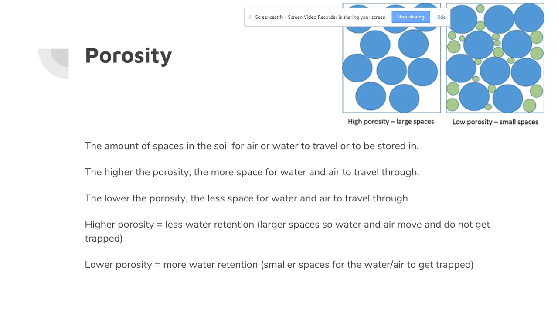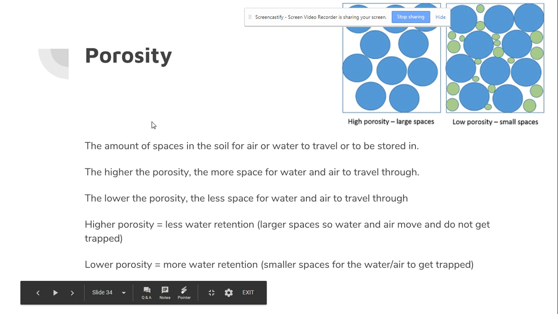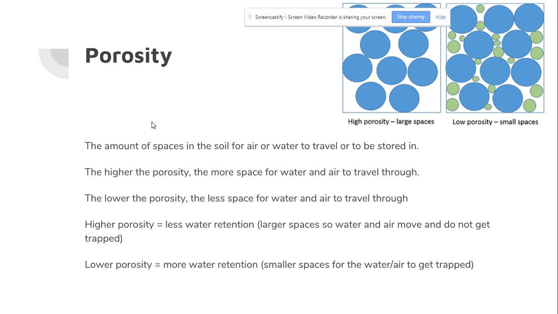All right, other science term, porosity. Porosity is just the definition for the holes I was talking about in the slide before. If you have a high porosity, you have large spaces. If you have a low porosity, you have small spaces. So, formal definition, the amount of spaces in the soil for air or water to travel or to be stored in. The higher the porosity, the more space for water and air to travel through.